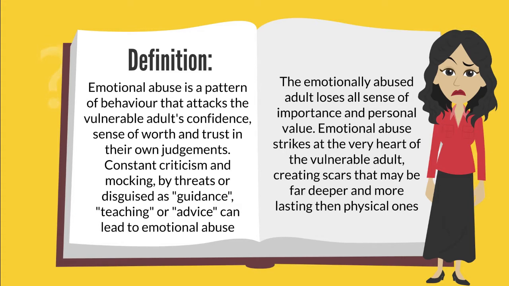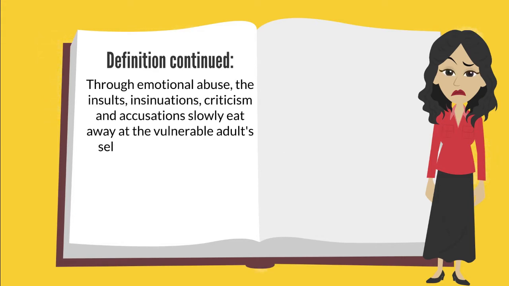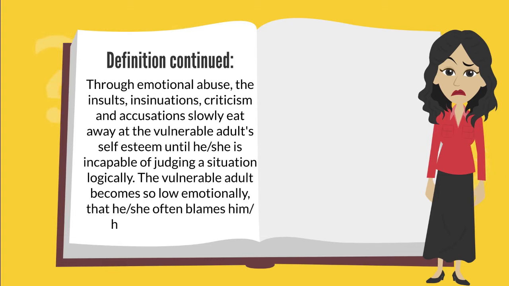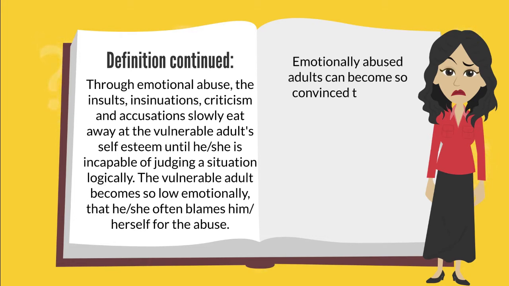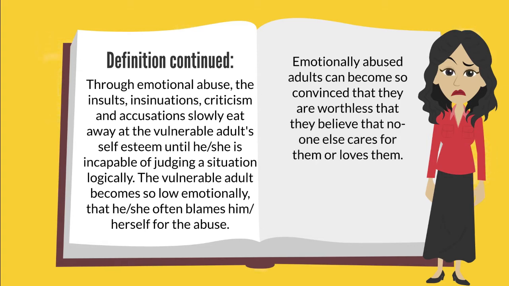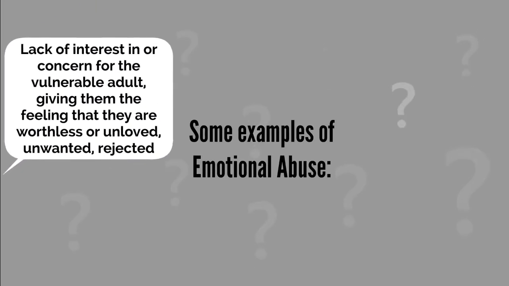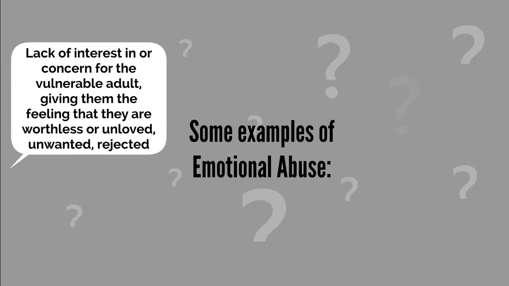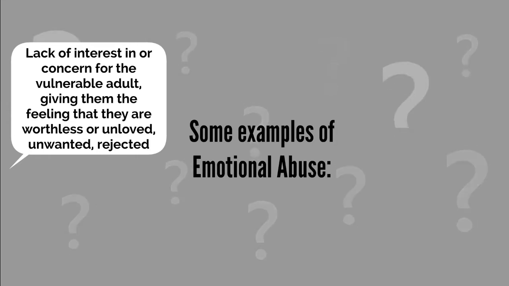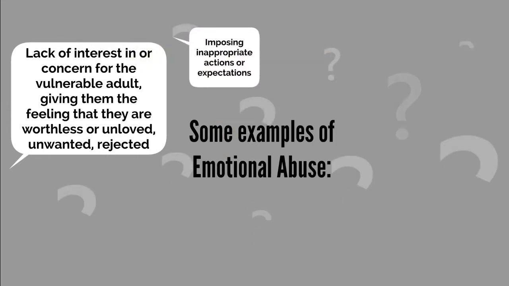Emotional abuse strikes at the very heart of the vulnerable adult, creating scars that may be far deeper and more lasting than physical ones. Through emotional abuse, the insults, insinuations, criticism and accusations slowly eat away at the vulnerable adult's self-esteem until she is incapable of judging a situation logically. The vulnerable adult becomes so low emotionally that she often blames herself for the abuse. Emotionally abused adults can become so convinced that they are worthless that they believe that no one else cares for them or loves them. Examples of this are lack of interest in or concern for the vulnerable adult, giving them the feeling that they are worthless or unloved, unwanted, rejected.